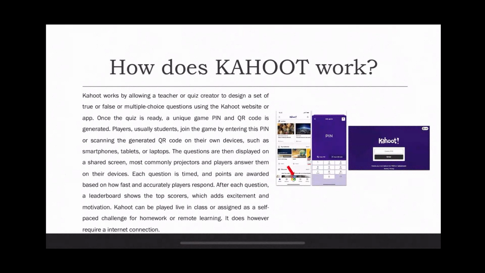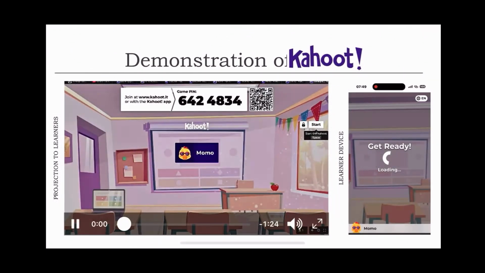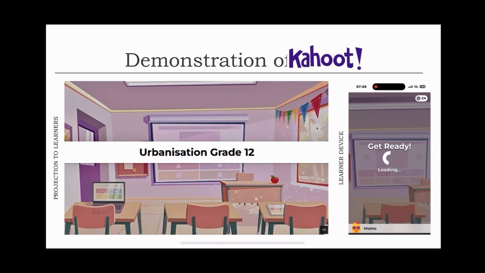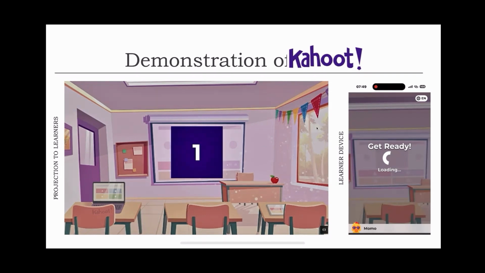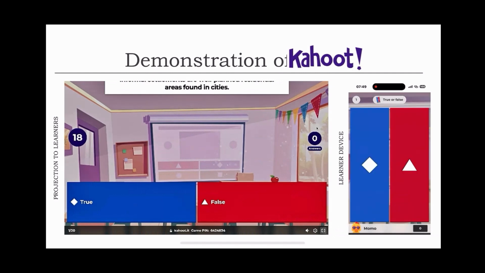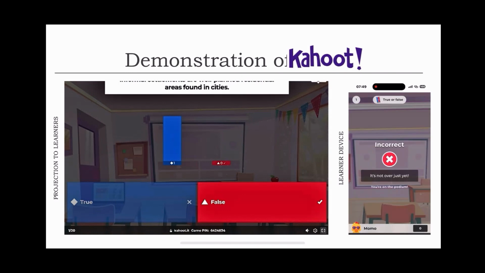Kahoot works by allowing a teacher to create a set of multiple choice questions, often referred to as a Kahoot quiz or Kahoot game, which are then projected on a screen. Participants can join the game on their own devices, such as smartphones, tablets, or computers, using a unique game pin or by scanning the unique QR code. Once everyone is in, the game begins and the participants answer questions in real time, earning points based on accuracy and speed. Here's a short demonstration of how Kahoot works.